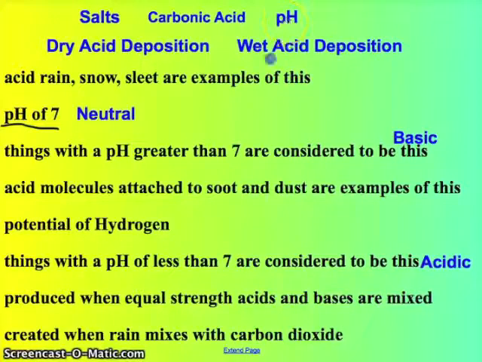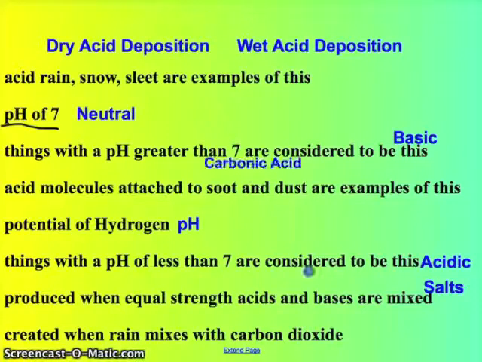Oh, pH. Yes. So, produced when equal strengths of acids and bases are mixed. Okay. Salts. Yeah, that's right. We just had that in a lab that we did. Created when rain mixes with carbonic acid, or carbon dioxide. Oops, sorry, I gave you the answer there. It's carbonic acid.